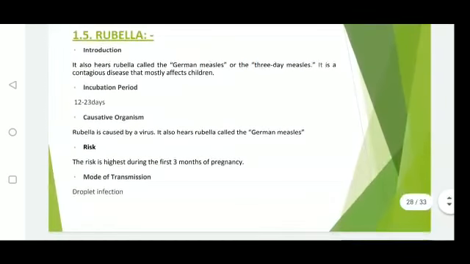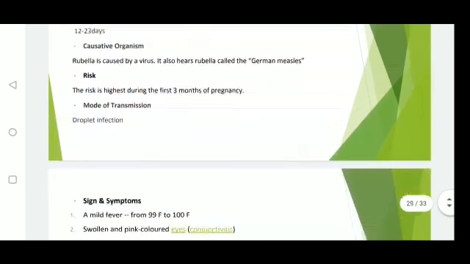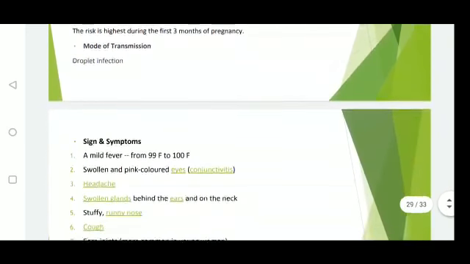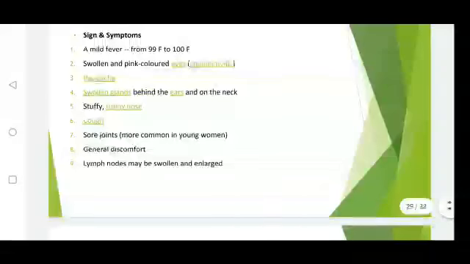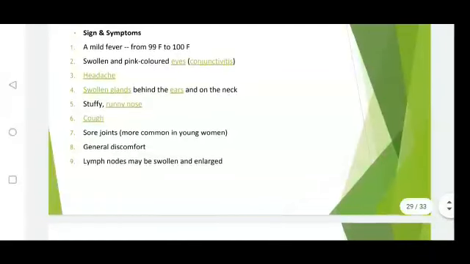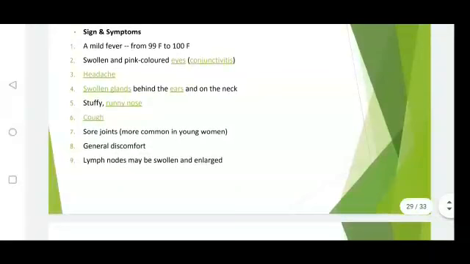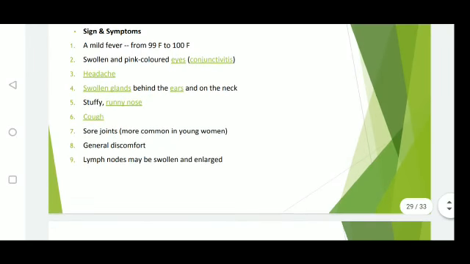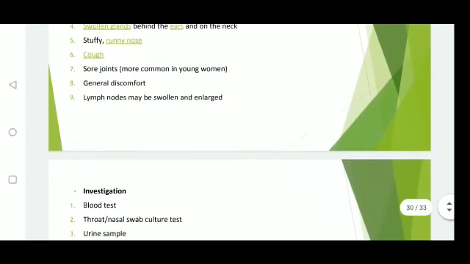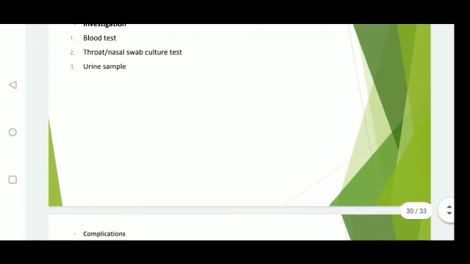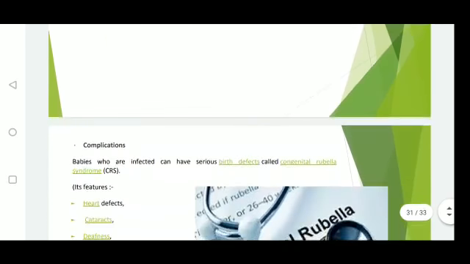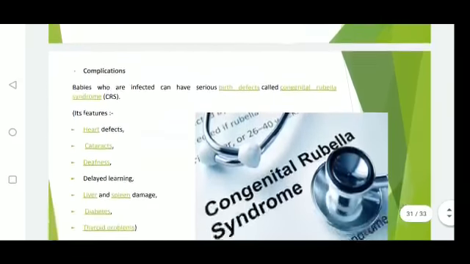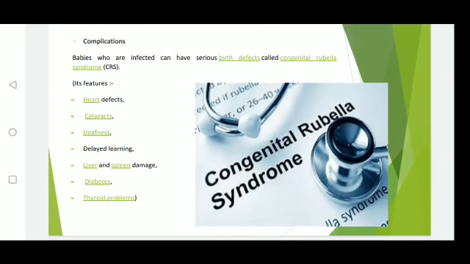So, rubella: I started with the introduction, the germ, measles and causative organism. The risk is especially in the first trimester of pregnancy, and the mode of transmission is droplet infection. They will have signs and symptoms: mild fever, conjunctivitis, headache, lymph node enlargement, cough, sore joints and general discomfort. Then investigation: we do a throat and nasal swab culture test to understand which type of virus it is. Then complication.